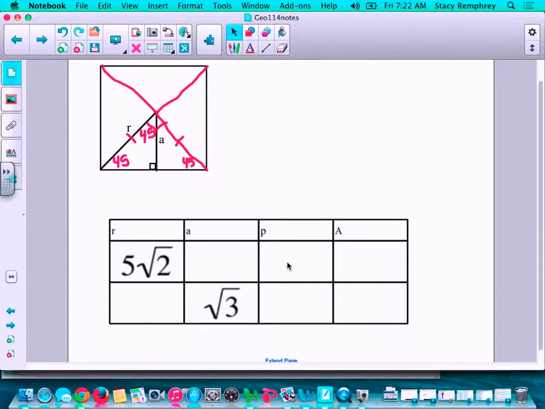So what you're going to do is work through this example now that you have that. The radius in the first one is 5√2, so you're going to find the apothem, the perimeter, and the area of the entire square. And in the second example, the apothem is √3, and you're going to find all the other pieces. So please work through that and then come back and check your answers.